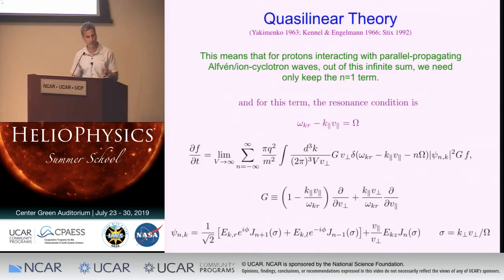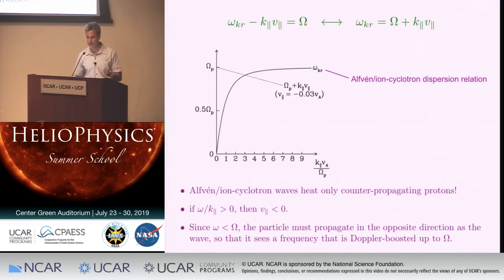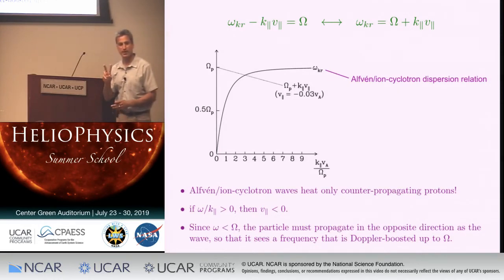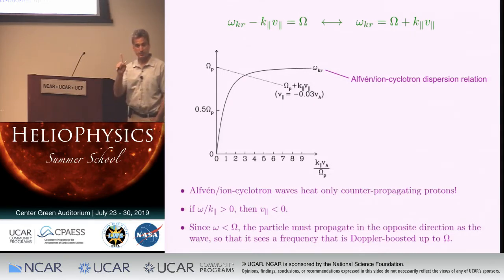We could continue to work mathematically. Let's use the conceptual power of quasi-linear theory to deduce two qualitatively important features about ion cyclotron heating. The first is the following. Let's look at this resonance condition. Doppler shifted frequency is a multiple of the cyclotron frequency. In this case, the multiple is plus 1. We can rewrite that, just take the k parallel v parallel to the right. So we have the wave frequency is cyclotron frequency plus k parallel v parallel.